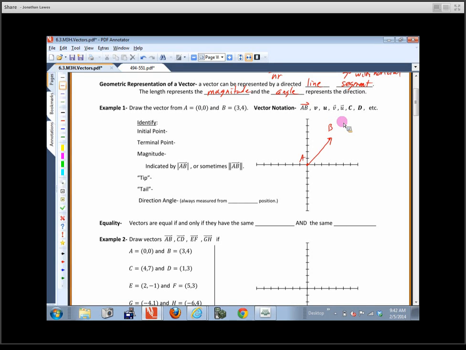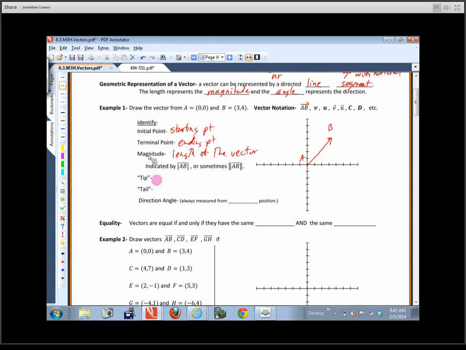So more vocabulary here. The initial point is the starting point. The terminal point is the ending point. And the magnitude is the length of the vector. It's how long it is.